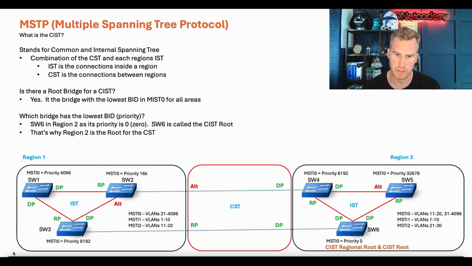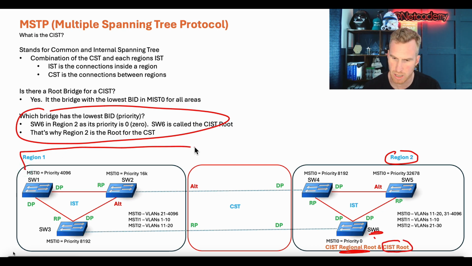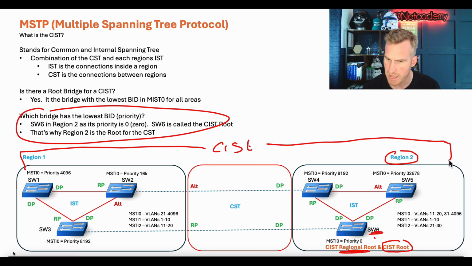And I've just talked on these points here, so I'm not going to go through that. But there is an official MST word for SW6. It is the regional root. That means it is the root bridge for region 2 and the CIST root. Remember I said the CIST is the combination of the IST for all regions and the common spanning tree. And because it has that best or lowest priority, it is the root bridge for region 2 and for region 1.